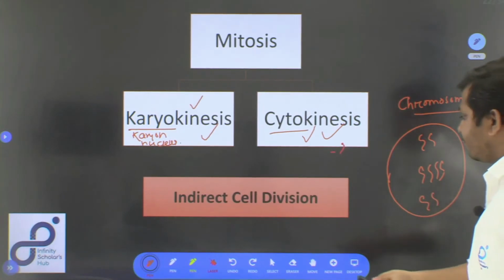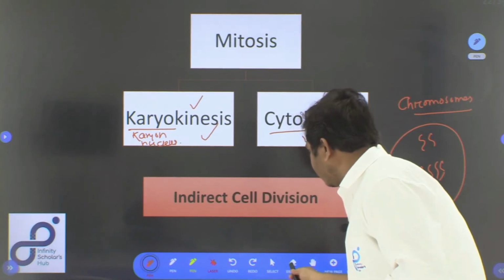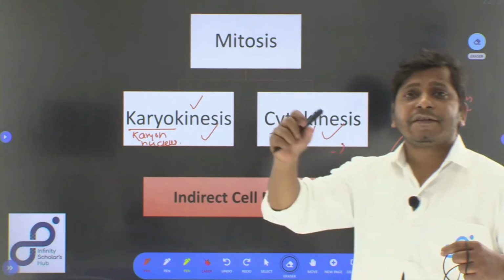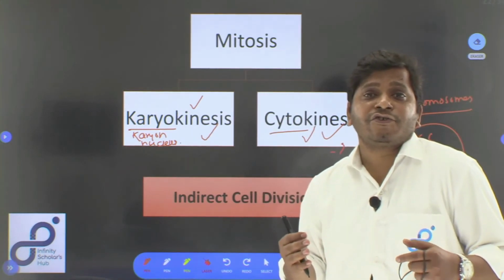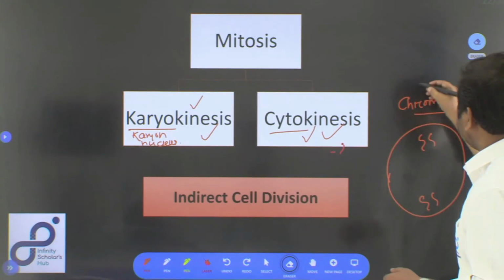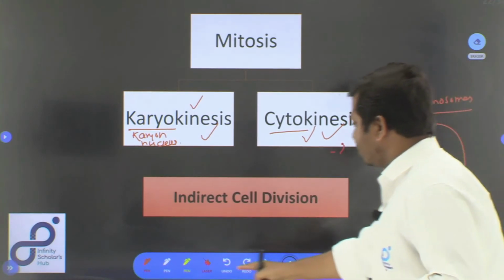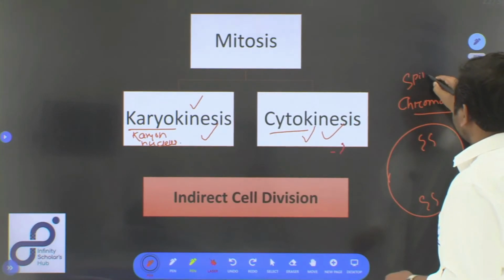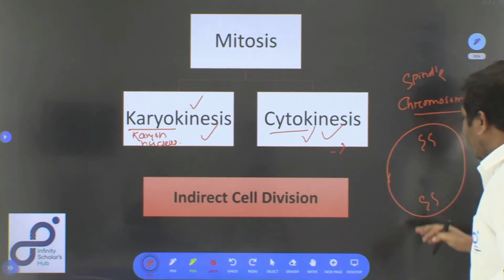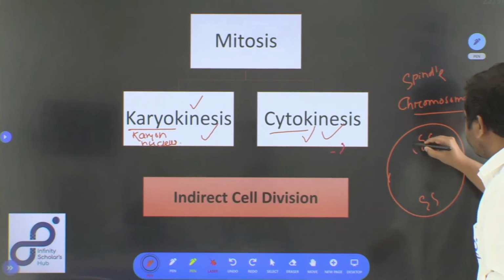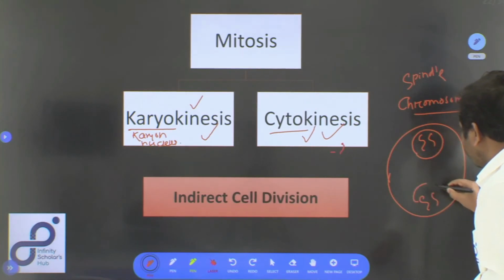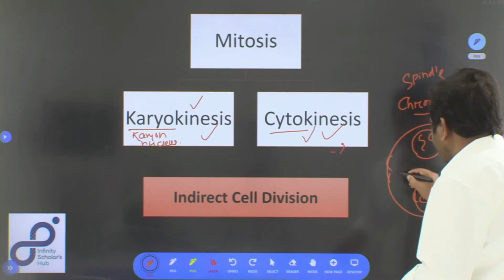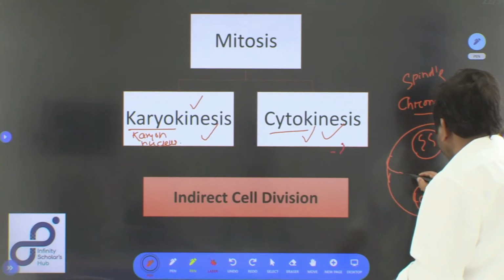There is a phenomenon through which the chromosomes are equally separated to the opposite poles, and the separation is guided by some proteinaceous structures which are called spindle fibers. So spindle fibers guide this separation. As soon as the chromosomes separate, the nuclear membrane will reappear. So now there are 2 nuclei. And then the cell division, the cytoplasmic division, will occur.